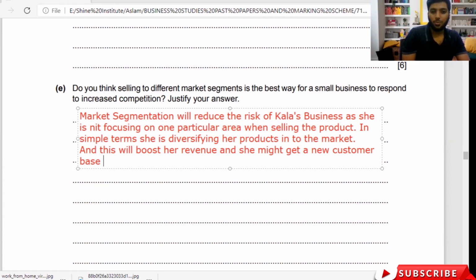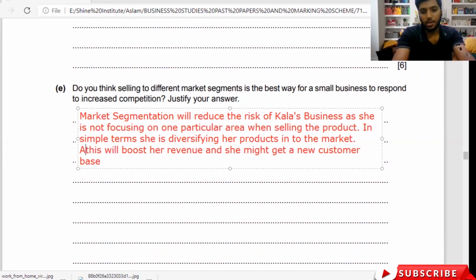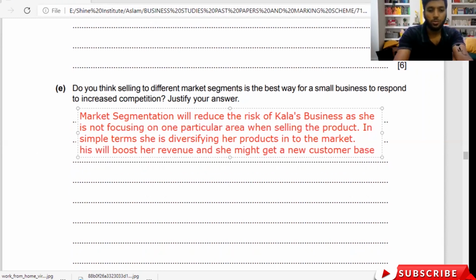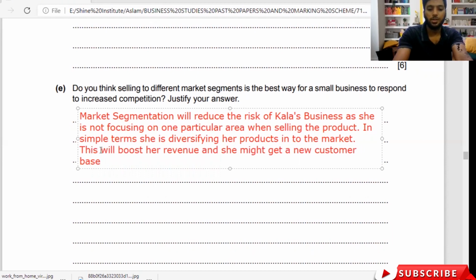So this is a basic explanation. First I explained market segment. I have said here market segmentation will reduce the risk of Kala's business, as she is not focusing on one particular area when selling the product. In simple terms, she is diversifying her products into the market, and this will boost her revenue. I'll end this here, guys. Okay, this will boost her revenue, and she might get a new customer base, reducing her level of risk.